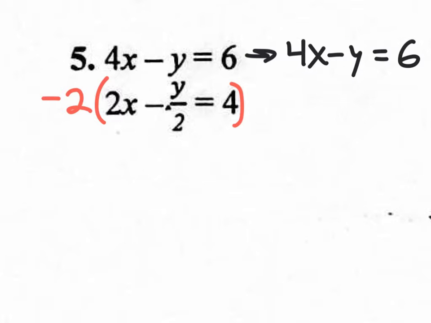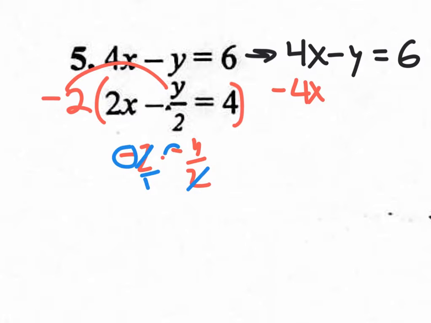So let's do this slowly. Let's go negative 2 times positive 2, that's going to be a negative 4x. Negative 2 times negative y over 2, that's going to be, if you do the work on the side, negative 2 times negative y over 2. Yeah, the 2 on top cancels with the 2 on the bottom, and you have a negative times a negative, which ends up being a positive y. So that's why I put plus y over here, equals negative 2 times 4, that's going to be a negative 8. And I hope everybody understands that, yeah?